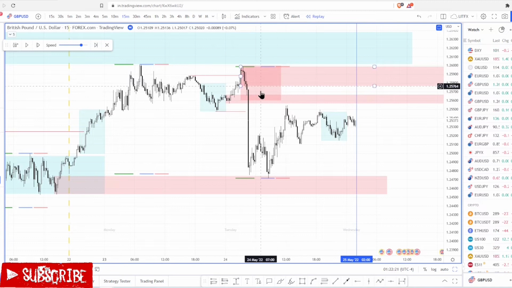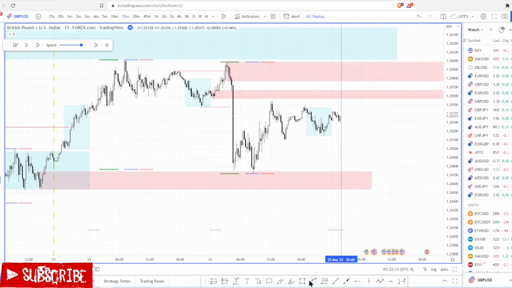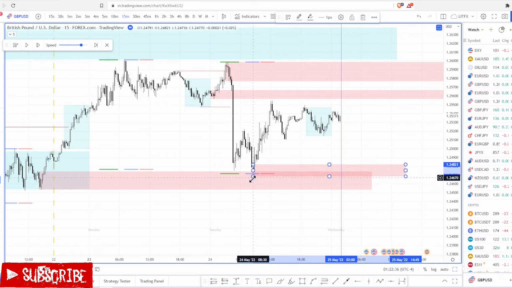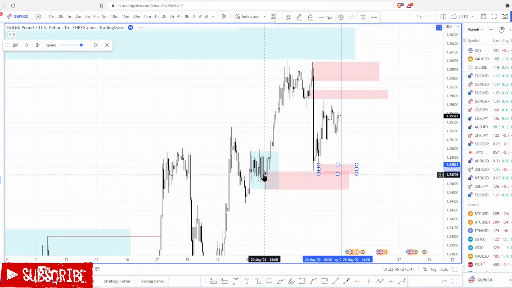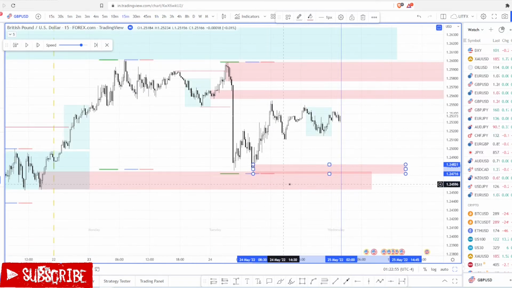I had all of this marked up, and I also had this particular point of interest here, because you can see it took out liquidity into this order block that we saw on the 1 hour time frame. Let me show it again. Here, this point of interest on 1 hour time frame, and on 15 minutes. So this was what I was waiting for.